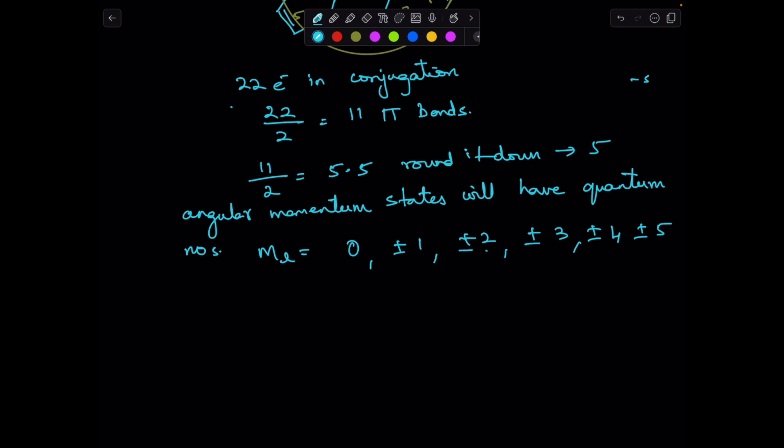Since each orbital can occupy 2 electrons, m_l of 0 will have 2 electrons. When m_l is plus 1, it will have 2 electrons. When m_l is minus 1, it will have 2 electrons, so that would be 4. Again, when m_l is plus 2, it will have 2 electrons. When m_l is minus 2, it will have 2 electrons, so it will be 4. So 4 here again, 4 here, 4 here. If you add them up, we see that we account for 22 electrons.